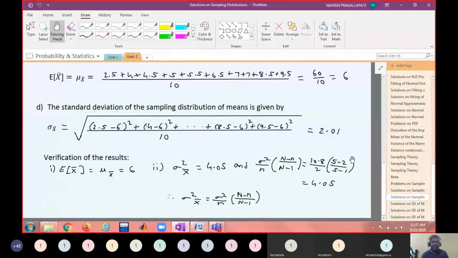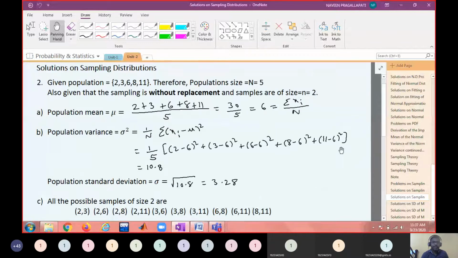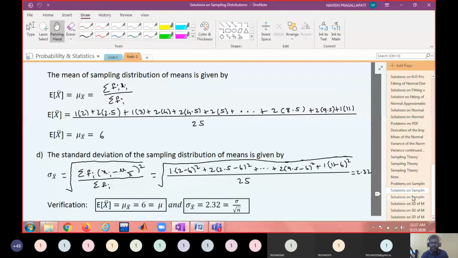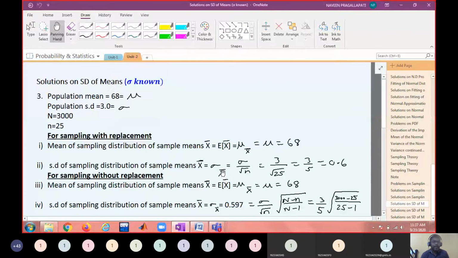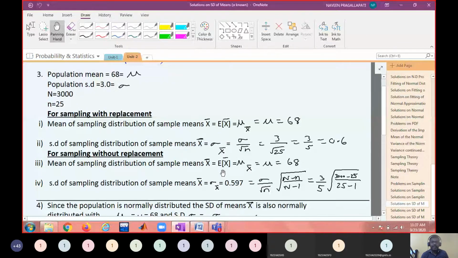Whereas standard deviation also we got. Okay, this is the problem or what? I think this one, no? Yeah, right, this one. Are you able to hear?